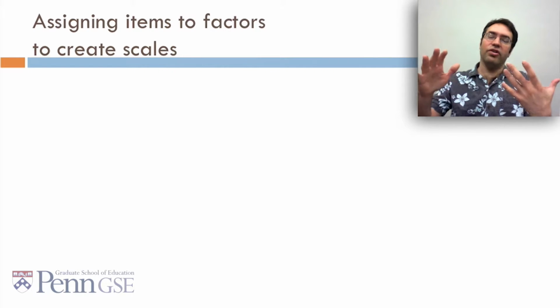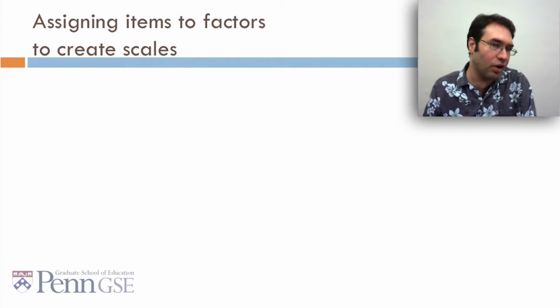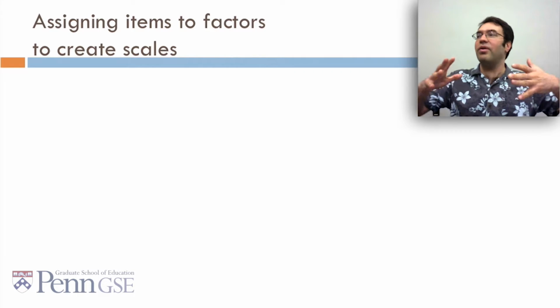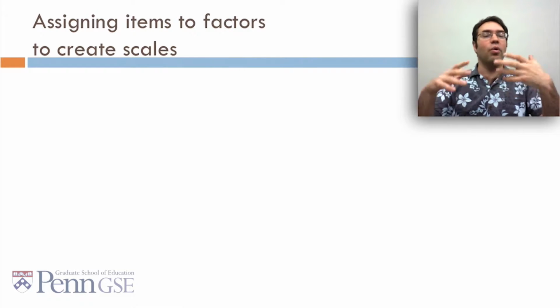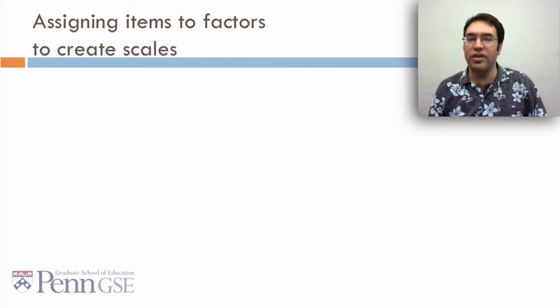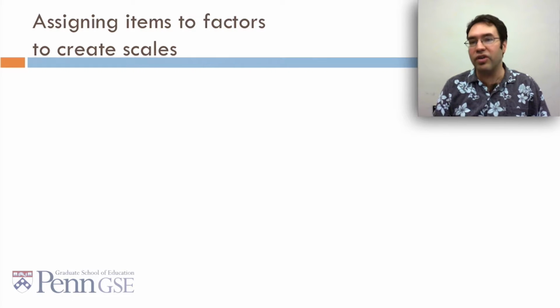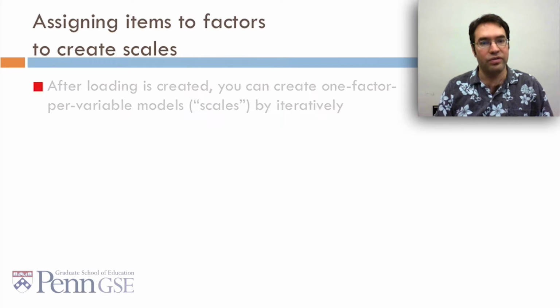So, all right, we've got our factors. How do we create scales for, say, a questionnaire? Or for saying, okay, I don't actually want to calculate across my 10,000 variables every time. I just want to know which variables to calculate across. In that case, we can actually create scales by assigning items to specific factors.